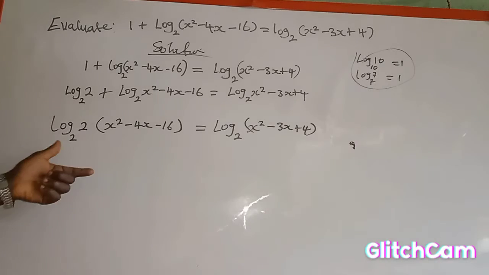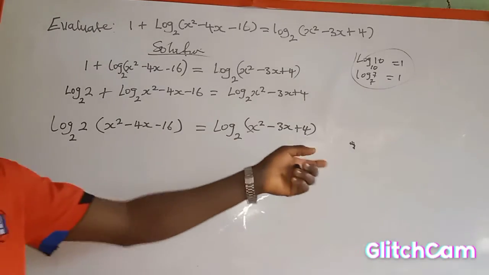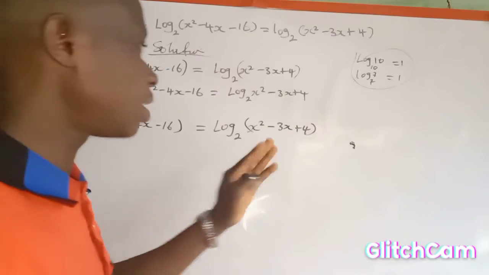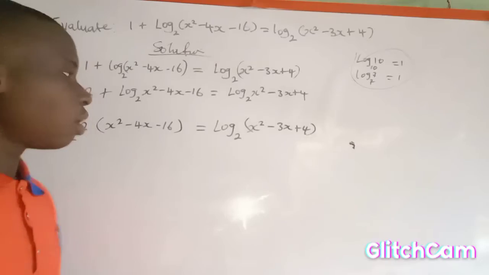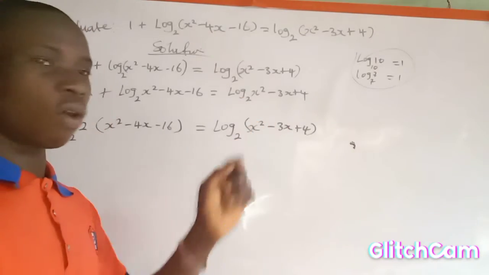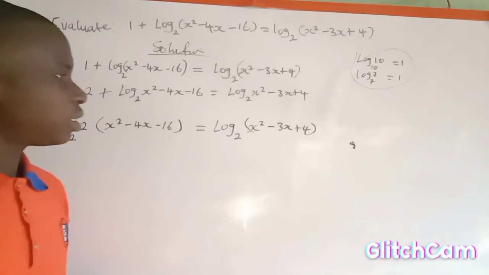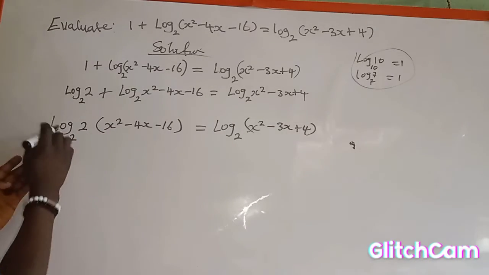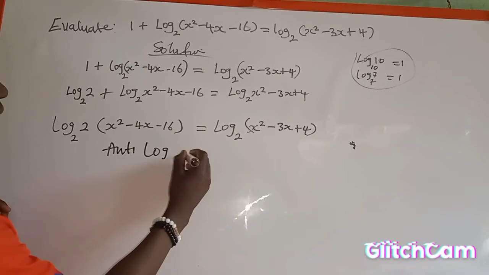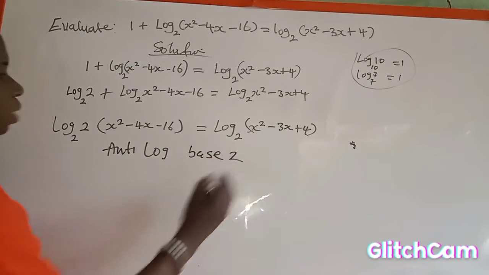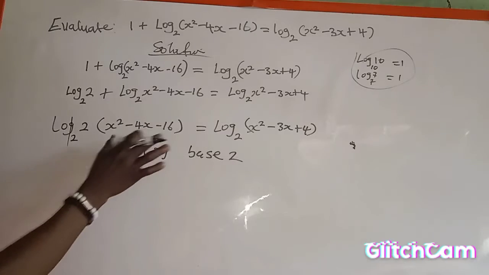So from here now, since the first one is in logarithm and the second one is also a logarithm, both the left hand side and the right hand side are a logarithm to the base of 2. So what we are going to do is take the antilog of both sides to the base of 2, because both are in logarithm to the base of 2. If we take the antilog of the whole thing, then this log to base 2 will cancel. So we are going to be left with this here.